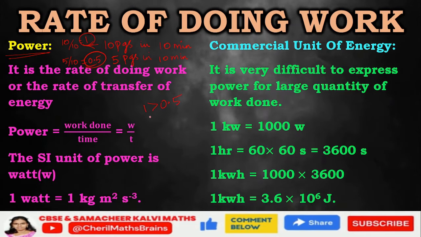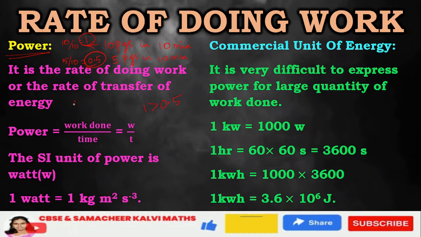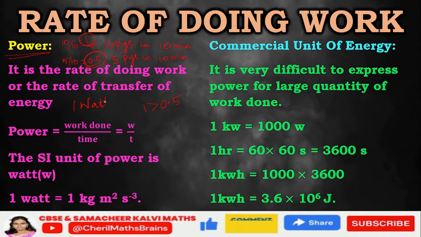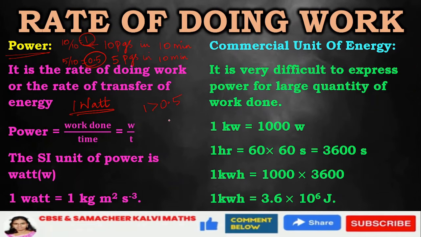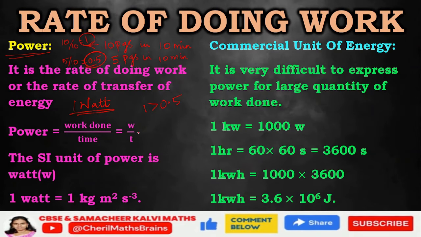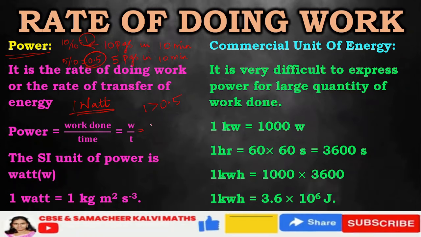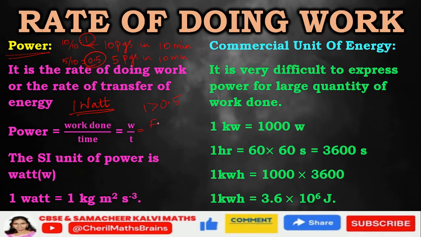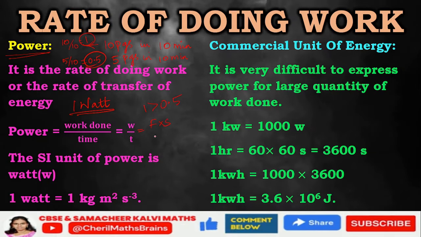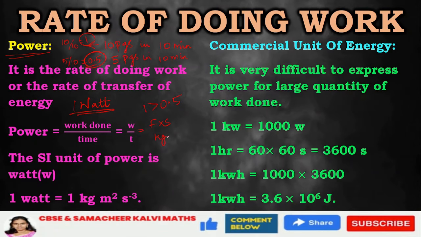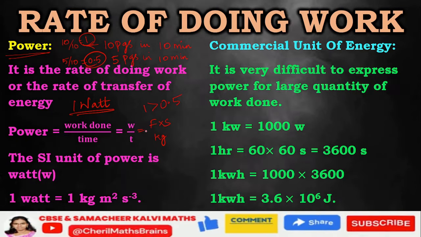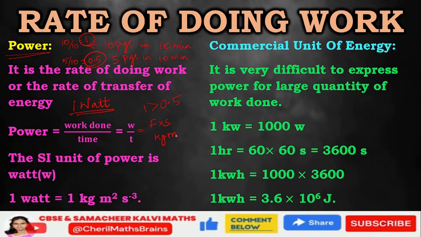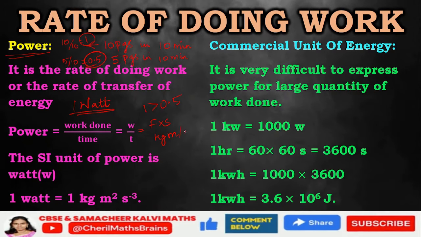Is it clear, children? The SI unit of power is 1 watt, or it can be written as kilogram meter square per second cube. How are we writing that? We know work done is force into displacement. For force we will have F is equal to m into a, so kilogram meter per second square.